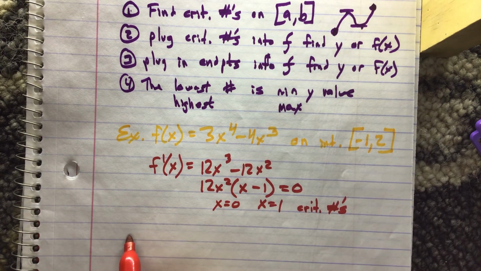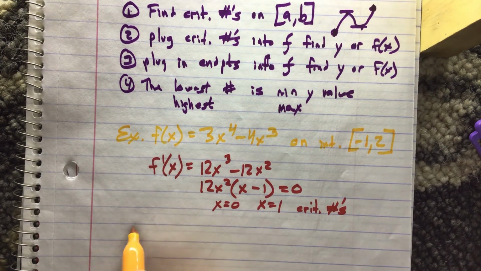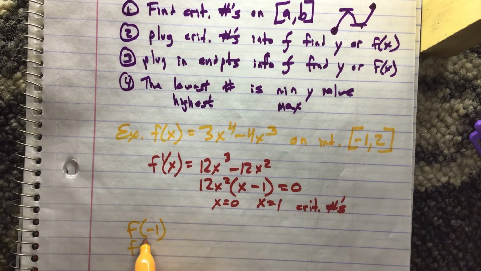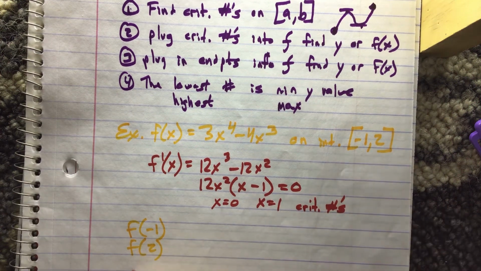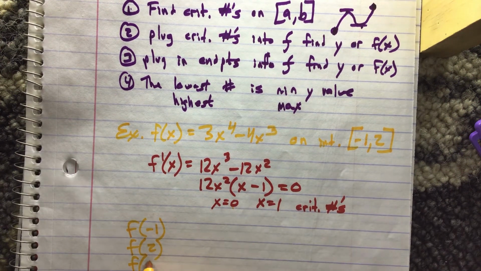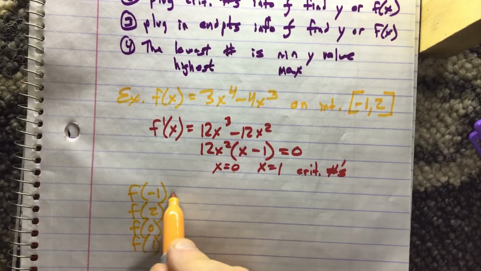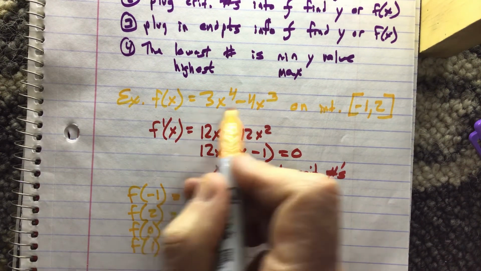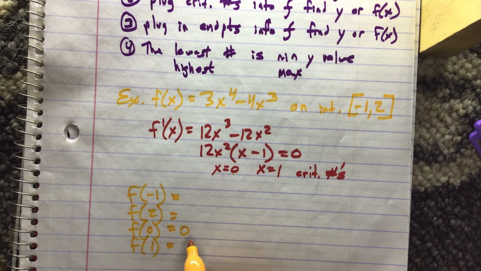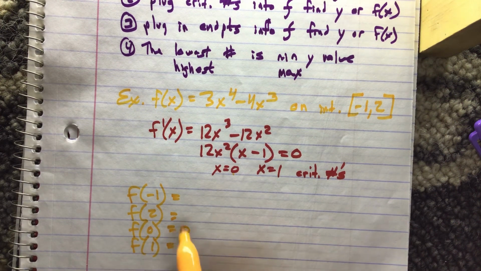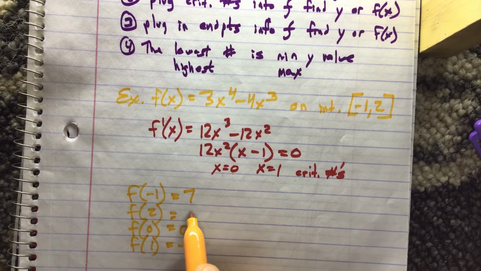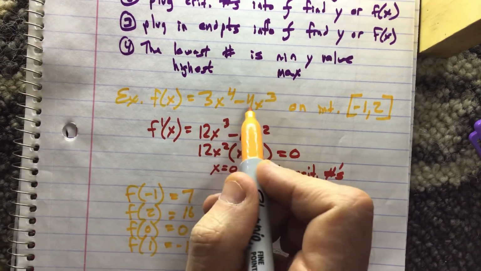So going back to my original function right here in orange, what is f of -1, which is this endpoint? What's f of 2, which is the other endpoint? What is f of 0, which is a critical point? And what is f of 1? I plug those in, and I've already worked this out. f of 0 is 0. f of 1 is -1. f of -1 is 7, and f of 2 is 16. You can check this by plugging those in here.